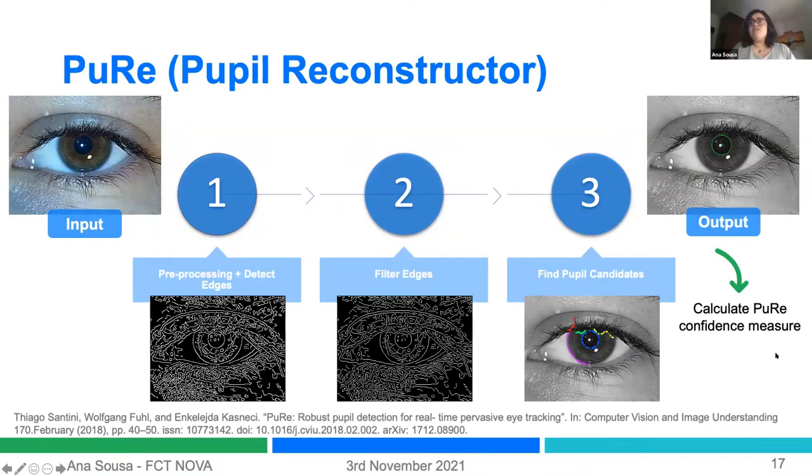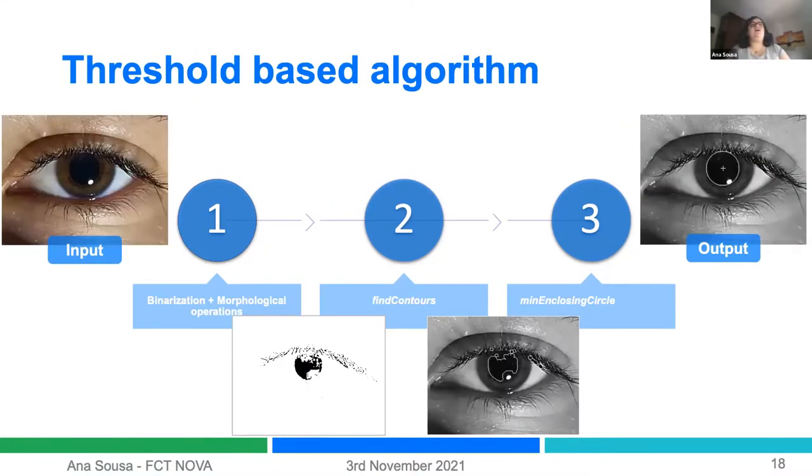So in cases where this confidence measure is low, we are applying a different algorithm, a basic one. Essentially we do a binarization according to a certain threshold, and we apply some morphological operations. We then apply find contours function. We get something like this for this image, for example. We discard all the small ones and all the contours that we know are not able to be the pupil. And then we apply a minimum enclosing circle and we get the final result. And this is how we are having the pupil detected in all the frames.